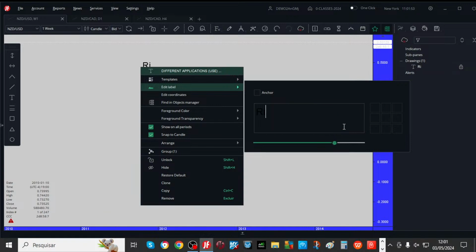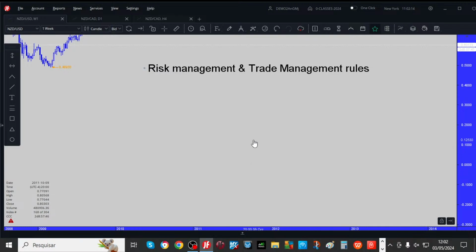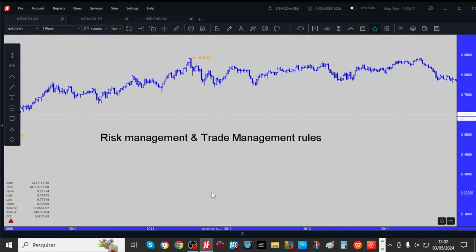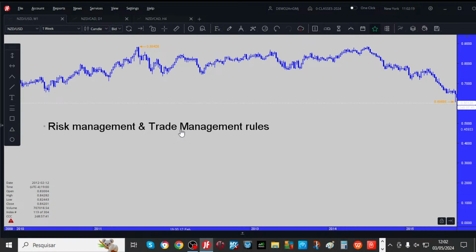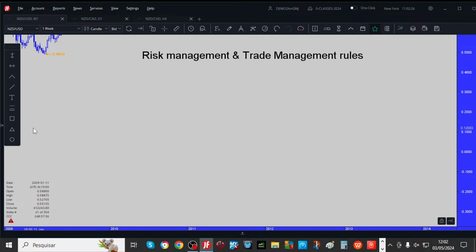So we're going to talk about risk management and trade management, the risk management and trade management rules. Everybody, you need to choose. All right, so let's talk about risk management rules.